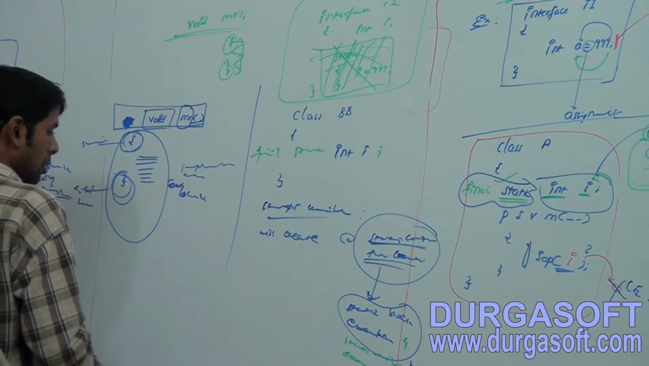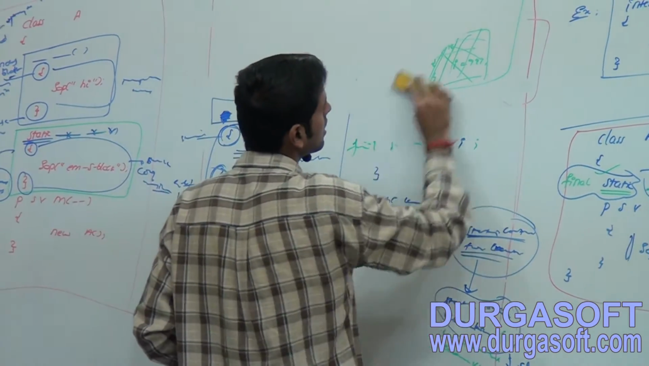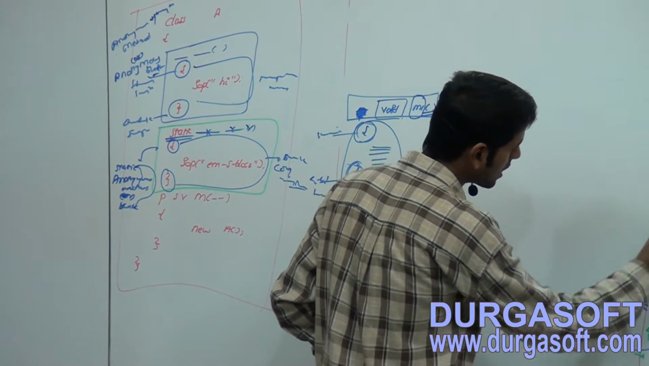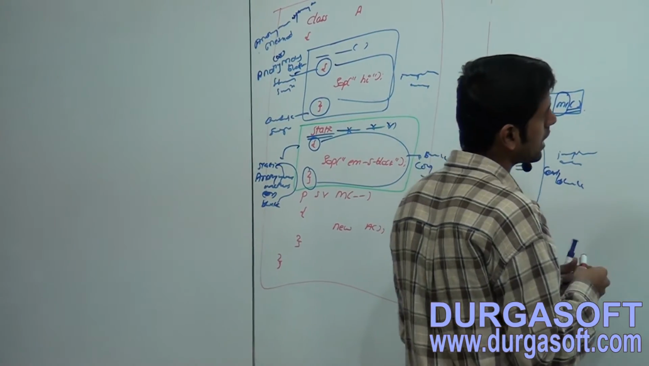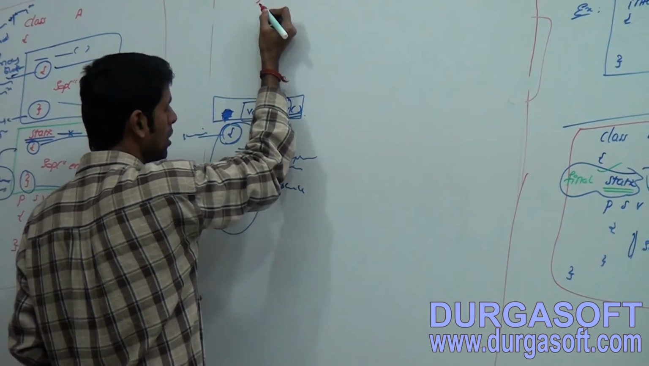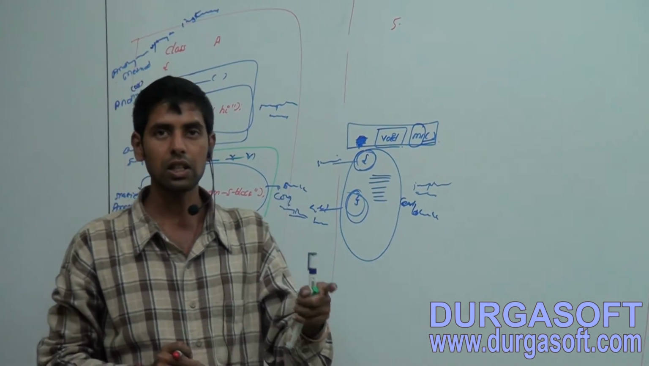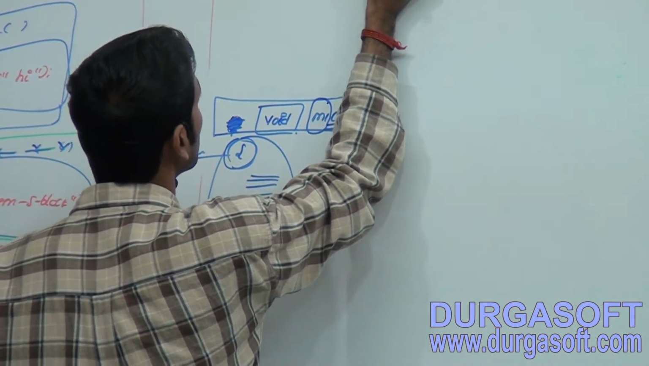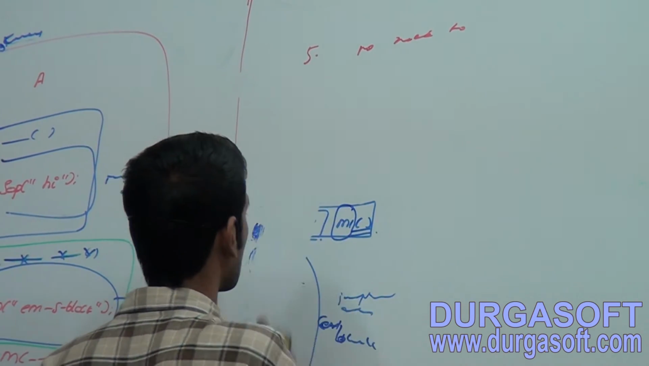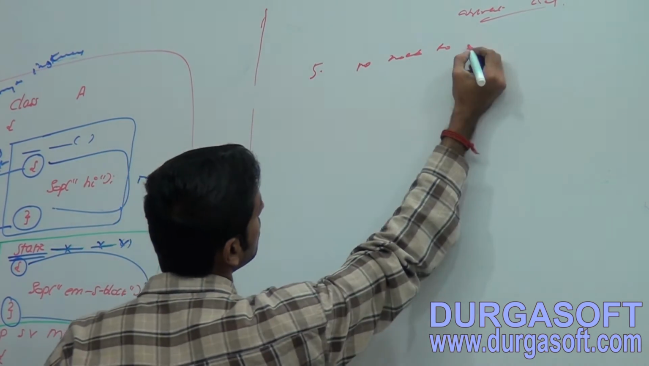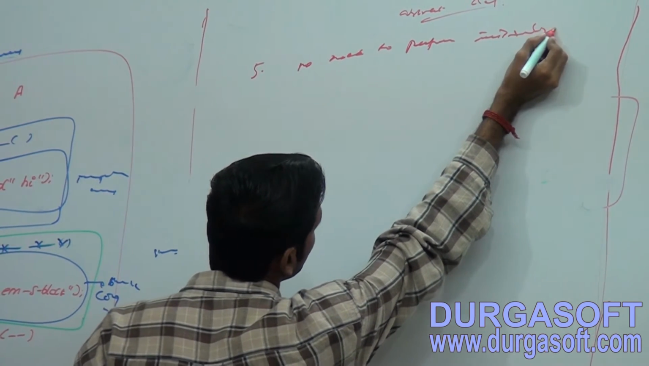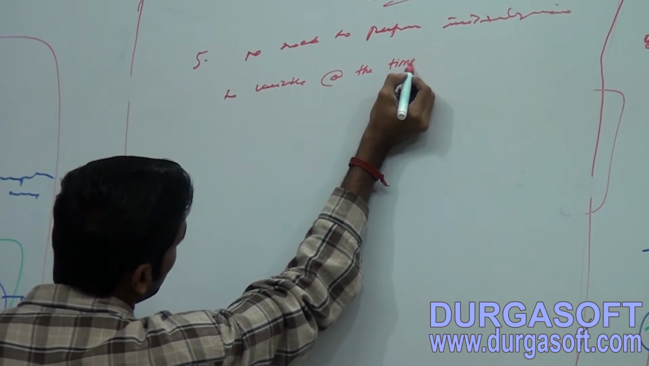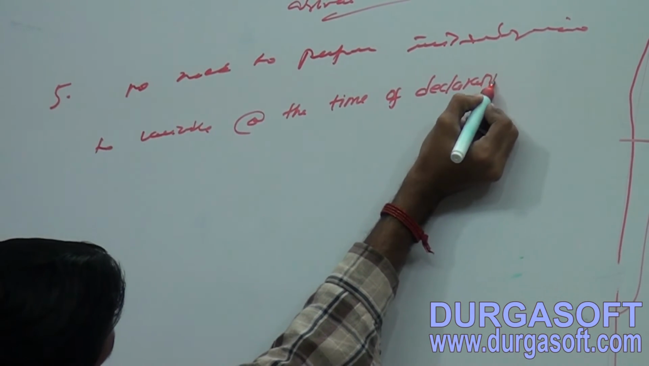Now coming to the abstract class, do we have any restrictions like this in an abstract class? No, we don't have any such restrictions in our abstract class. No need to perform initialization of abstract class variables at the time of declaration.